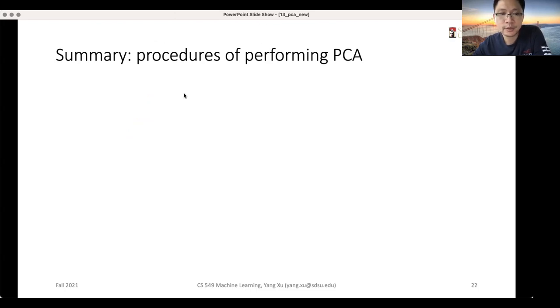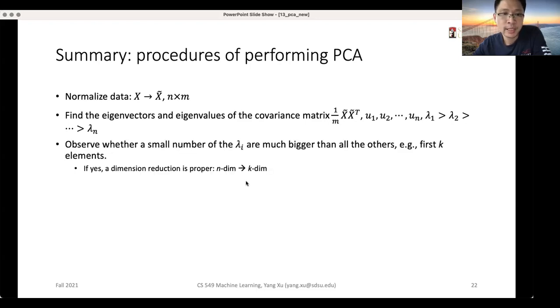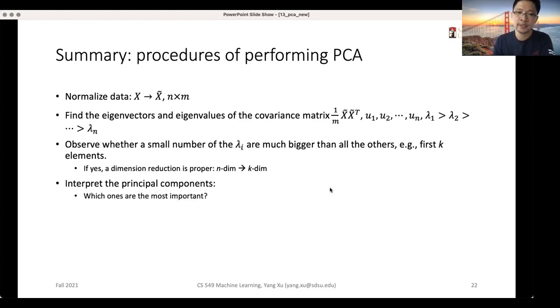If we summarize the procedure a little bit, the PCA analysis consists of such steps. First, we normalize the data, and then we compute its covariance matrix. Then we obtain the eigenvectors and eigenvalues, and we can select a small set of eigenvectors and use them to represent the data so that we can reduce the dimensions from n to k. And we can interpret the principal components to see how they are constructed, like how much coefficient is assigned to each original vector, and so on.